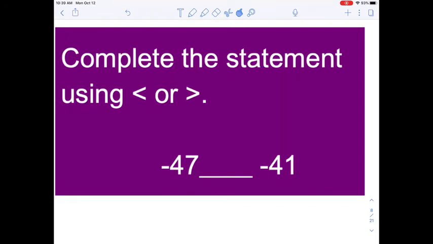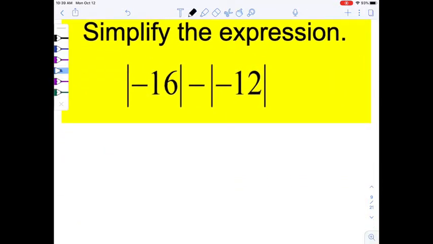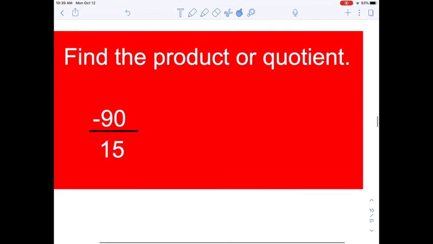Complete the statement using less than or greater than. So negative 47 and negative 41. Negative 47 is further from 0, which makes it less than negative 41. Since negative 41 is closer to 0, it's greater than negative 47. Then we have to simplify. The absolute value of negative 16 is positive 16, minus the absolute value of negative 12, which is 12. 16 minus 12 is 4.